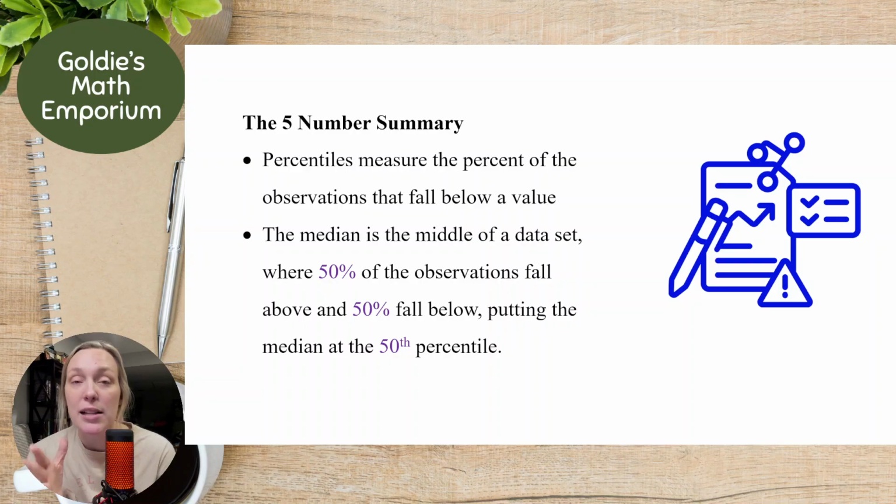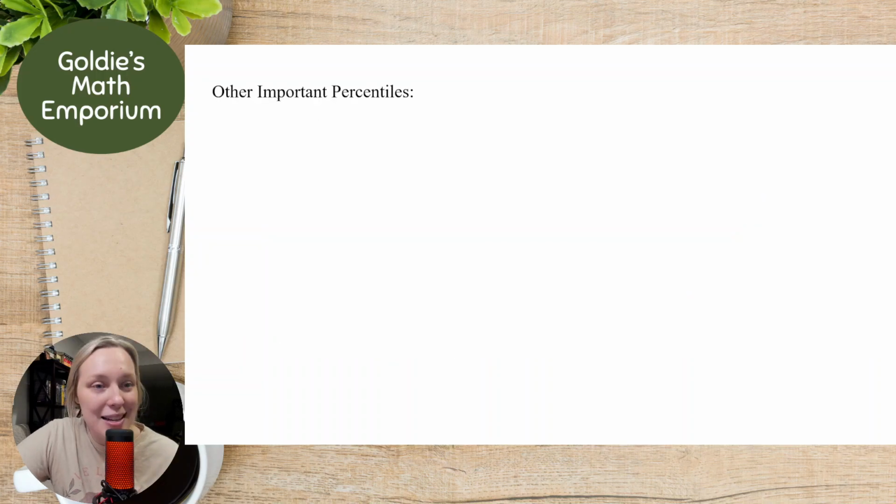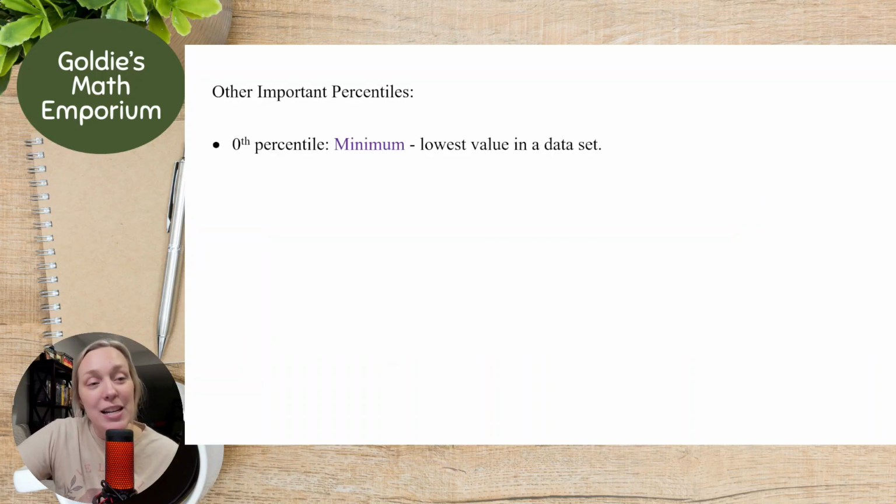So we've talked about that special percentile before, but there's other special percentiles you're going to want to know for AP statistics. And the first one is the 0th percentile, or the minimum. It's the lowest value in a data set. There is no data below the minimum value, which is why it's the 0th percentile. Okay, the absolute lowest value is the minimum.